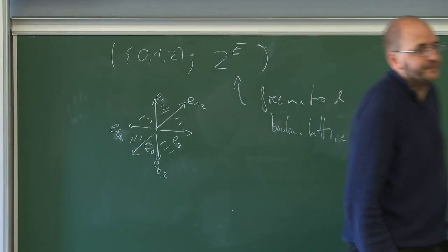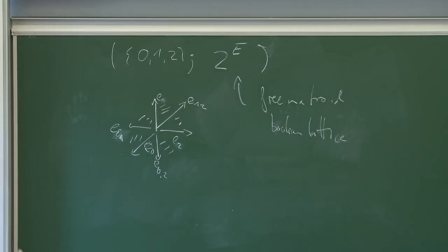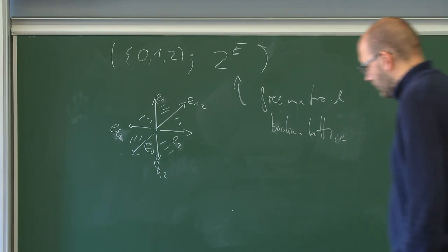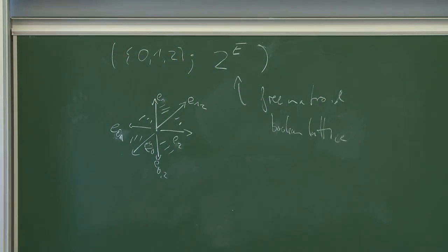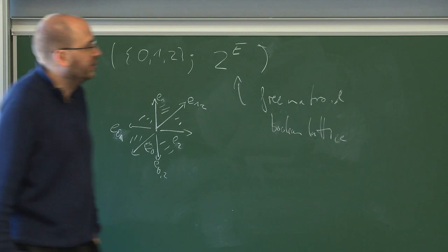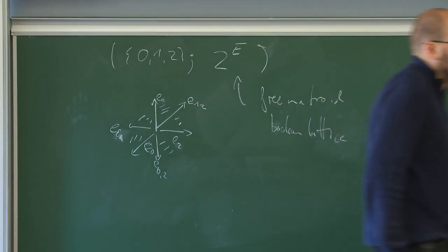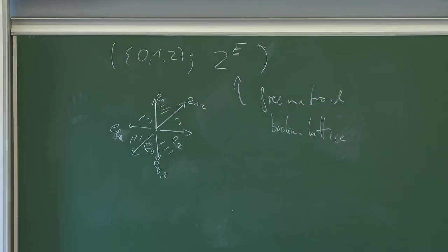Is it an actual configuration of vectors, some kind of tropical limit, toroidal limit or something? You mean you want to think of it as a tropical limit? Yes, I mean, now we can think of this. These are hyperplanes, right? Well, this is a hyperplane.